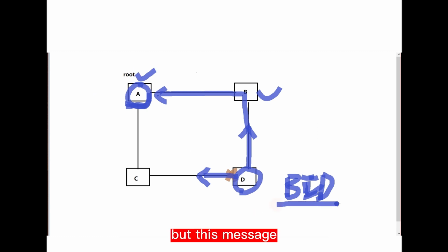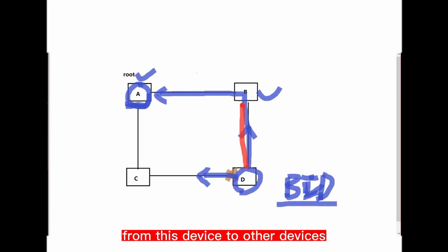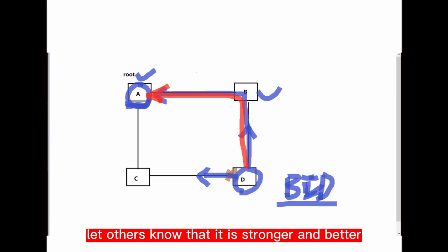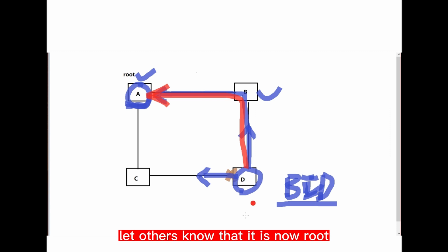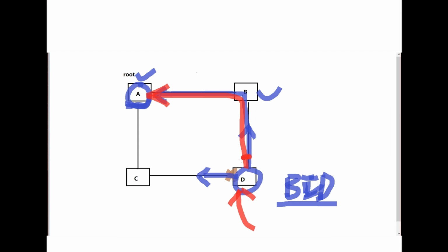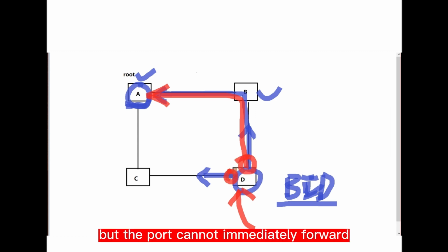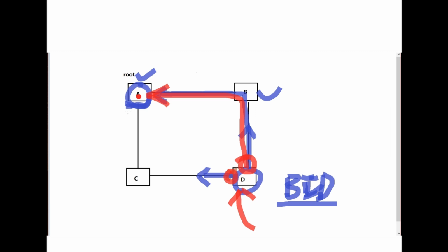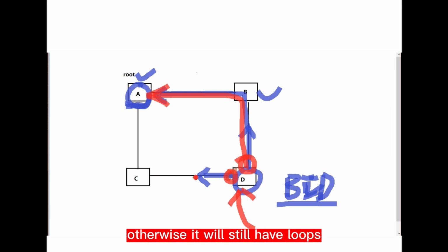But this message, from this device to other devices, lets others know that it is stronger and better, and that it is now root. It takes time. This role can be switched instantly, but the port cannot immediately forward business traffic. Otherwise it will still have loops.